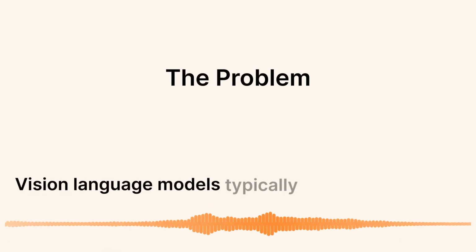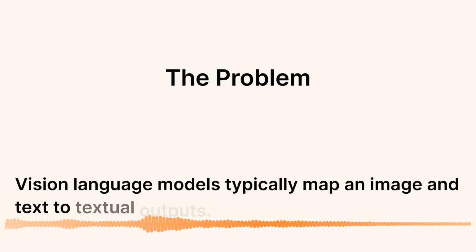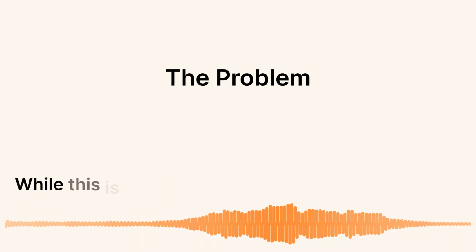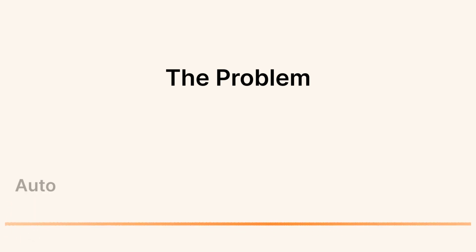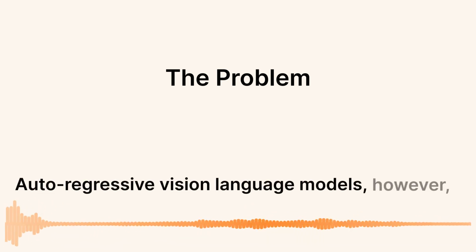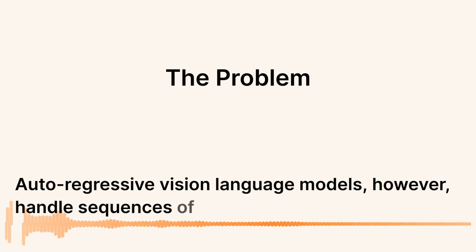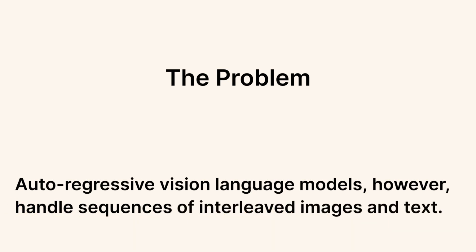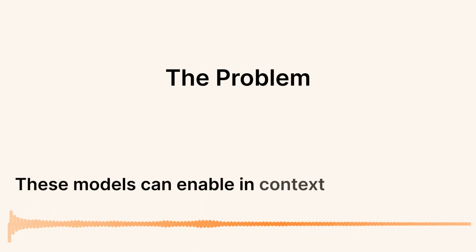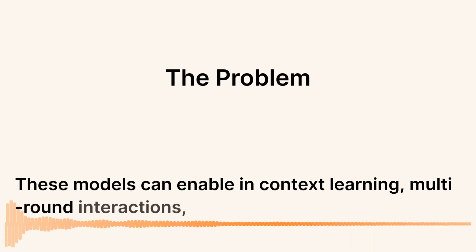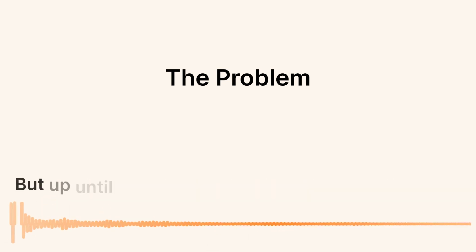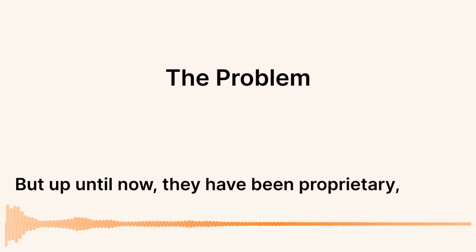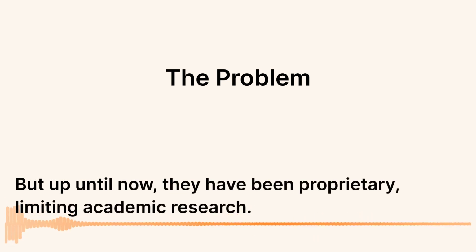Vision language models typically map an image and text to textual outputs. While this is great for tasks like image classification and VQA, it limits flexibility. Autoregressive vision language models, however, handle sequences of interleaved images and text. These models can enable in-context learning, multi-round interactions, and generalize well across tasks. But up until now, they have been proprietary, limiting academic research.